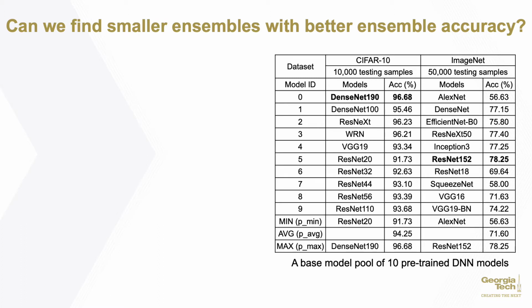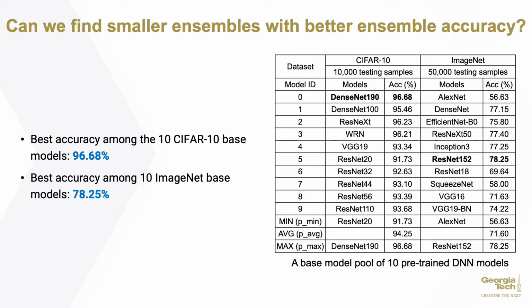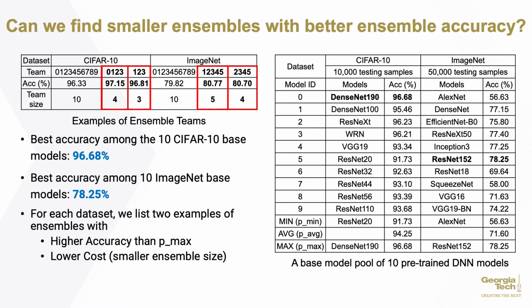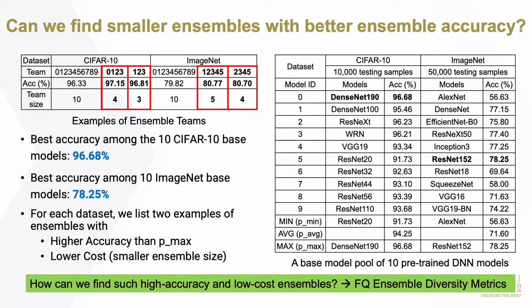The right table presents the model pools for Sufferton and ImageNet. For each dataset, we need the two example ensembles on the top left table. They achieve higher ensemble accuracy than the best base models with a lower cost, that is, a much smaller team size. So the next question is, how can we find such high accuracy and low cost ensembles?